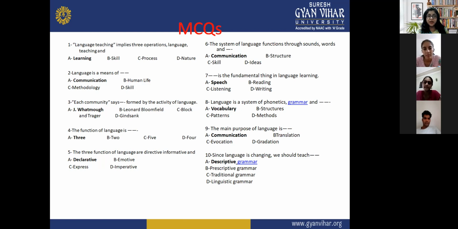Each community is formed by the activity of language. This is given by J. J. Whatmore. Then the function of language: there are three functions. The three functions of language are directive, informative, and expressive, declarative. These are general questions of English teaching and learning. So the three functions of language learning are directive first of all, then informative, and then declarative.